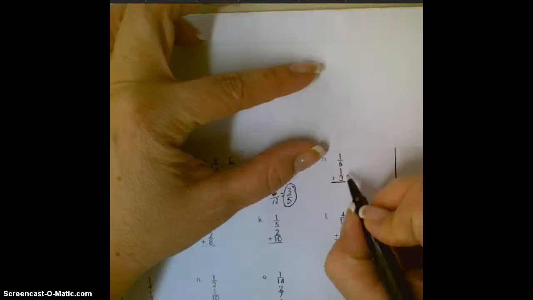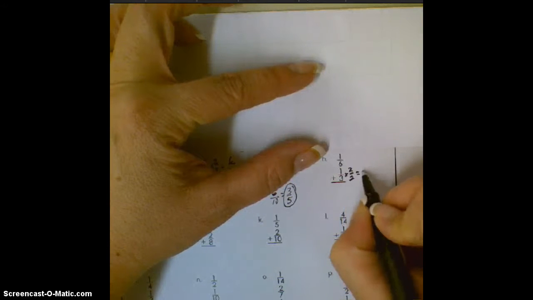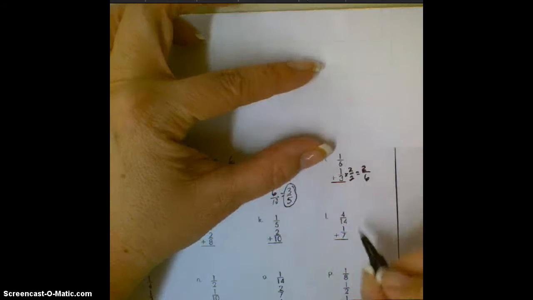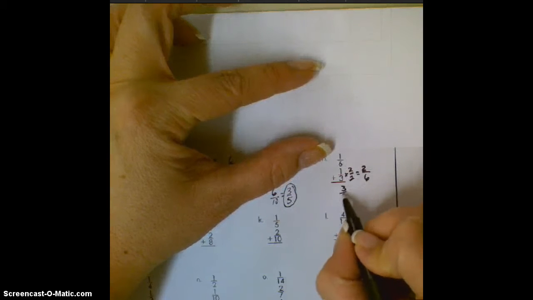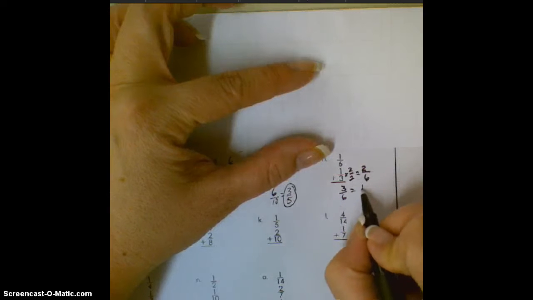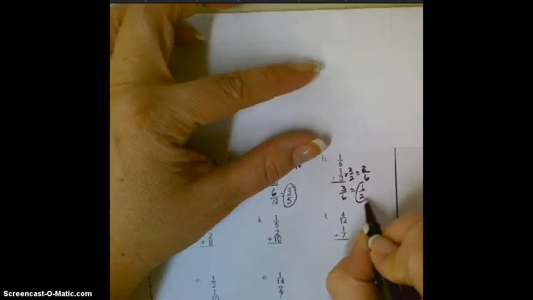1/6 and 1/3 on this one. I'm going to multiply this by 2/2 to get a common denominator of 6. So then I've got 1/6 plus 2/6 equals 3/6. And I know 3/6 is the same as half. Remember, if I'm going too fast, you can pause the video if you need to.